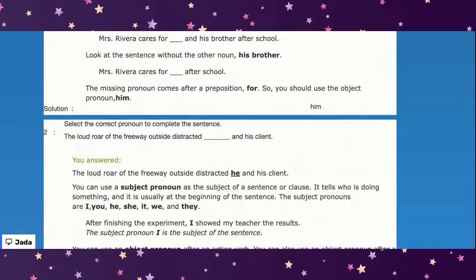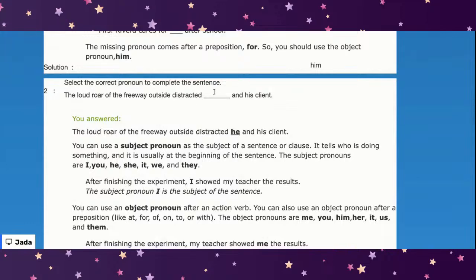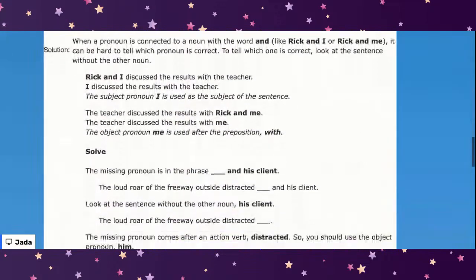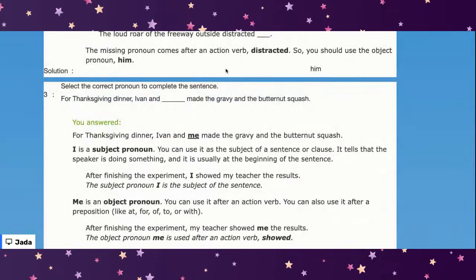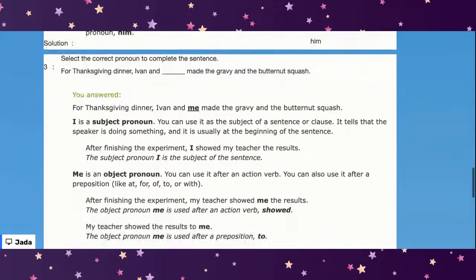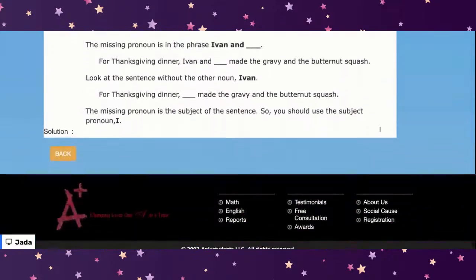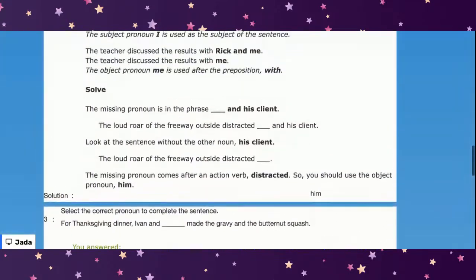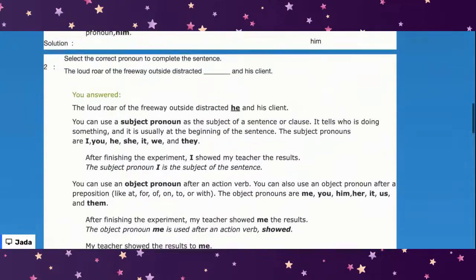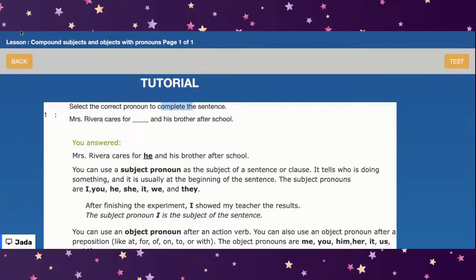The loud roar of the freeway outside distracted Dash and his clients. So, distracted him and his clients. The object pronoun also comes after the action verb distracted. For Thanksgiving dinner, Ivan and Dash made the gravy and the butternut squash. So Ivan and what? I. Okay, me and Messi have something in common. We both like football. Okay, yeah, something like that. So, perfect.